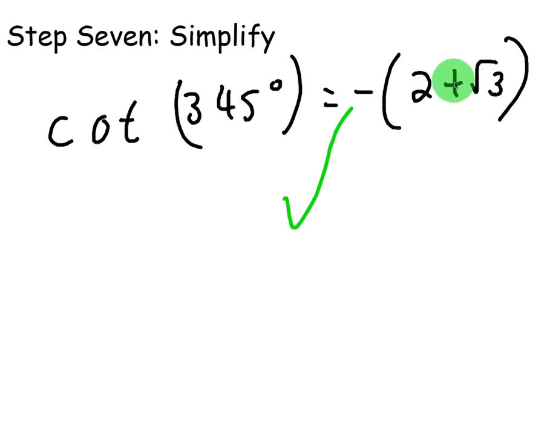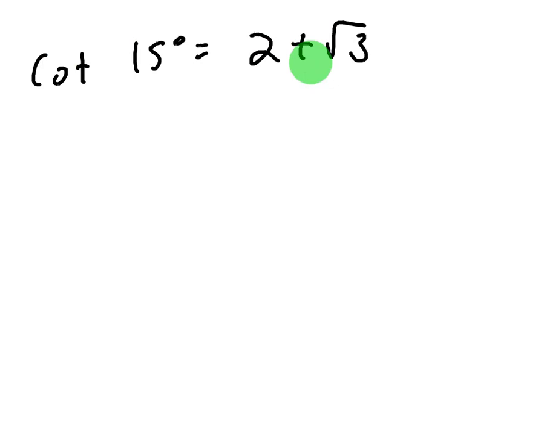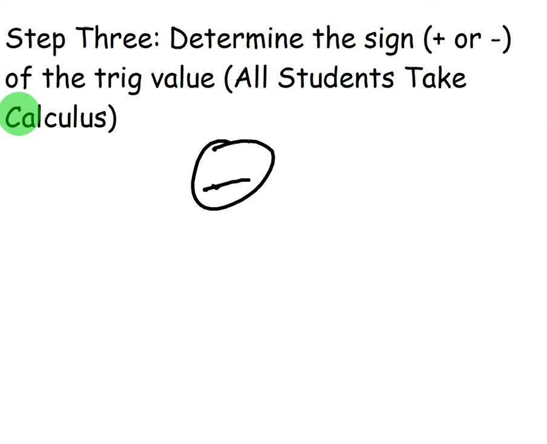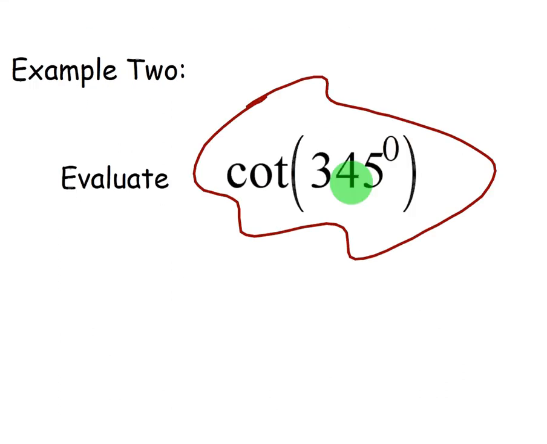So both of these end up becoming negative. So be careful about that. Don't invent any rules that don't exist. And make sure you follow all of these 7 steps, and you're going to get the right answer every time. That's it for cotangent of 345. If you have any other questions about it, let me know.